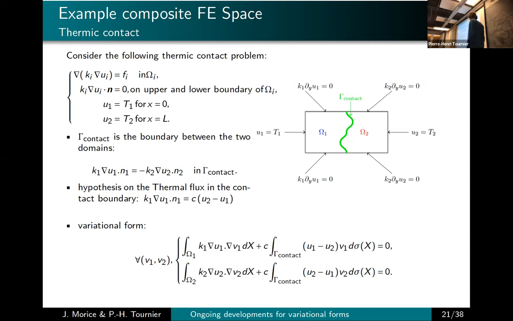the jump of the temperature on the surface curve gamma contact. And with this hypothesis, you can write the variational form with this formulation. Here you represent the jump of gamma flux with correction to boundary conditions on gamma contact, with you for the first equation of omega 1, and here for omega 2.